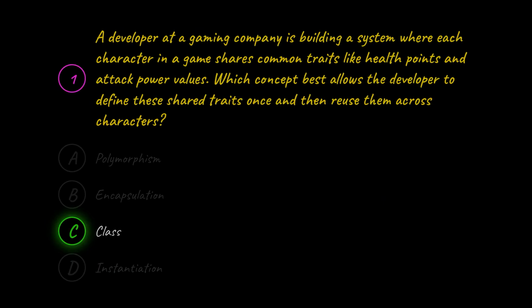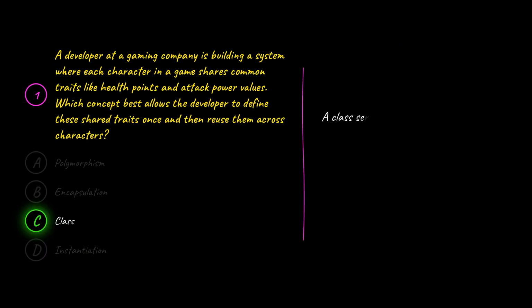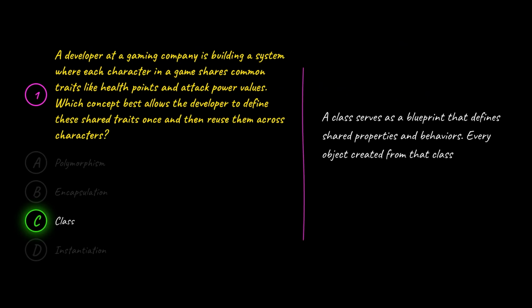Class. C is correct because a class serves as a blueprint that defines shared properties and behaviors. Every object created from that class will automatically possess those traits, making code reuse efficient and reducing development errors significantly.